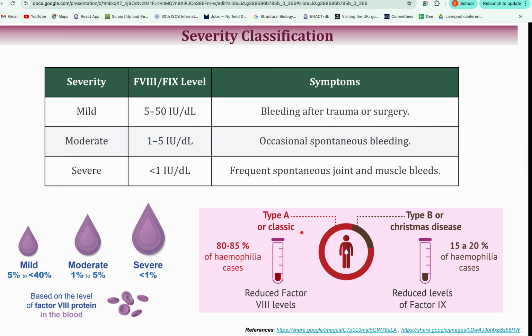Type A, or classic hemophilia, accounts for 80 to 85% of hemophilia cases, in which factor 8 is low. Type B is also known as Christmas disease, in which 15 to 20% of hemophilia cases belong to type B, in which the level of factor 9 is reduced.